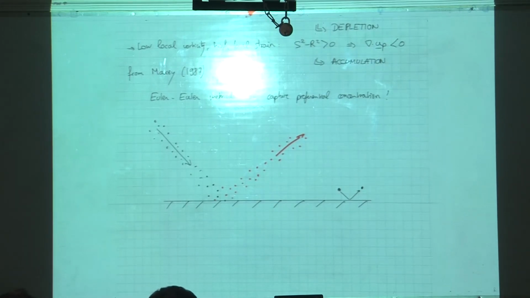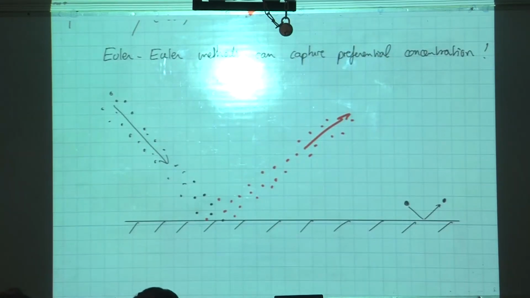Right? Nothing too surprising here. How will the Eulerian method deal with that? Volume fraction boundary condition? Well, but so what type of boundary condition?